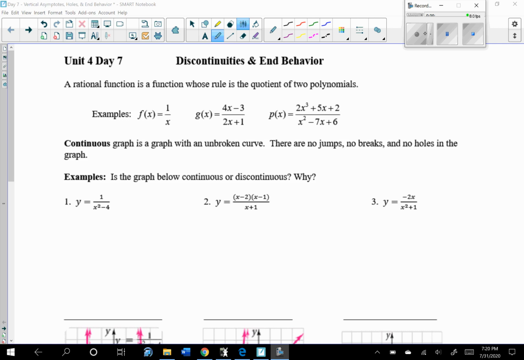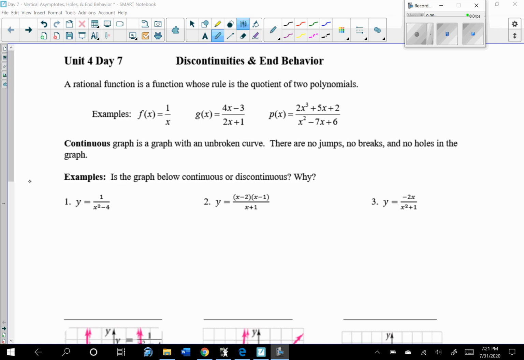So today we're looking at rational functions and discontinuities and end behavior. So here are examples of rational functions. It's a function whose rule is the quotient of two polynomials. Let's go ahead and talk about continuous graphs. A continuous graph is a graph with an unbroken curve. There are no jumps, no breaks, no holes in the graph.